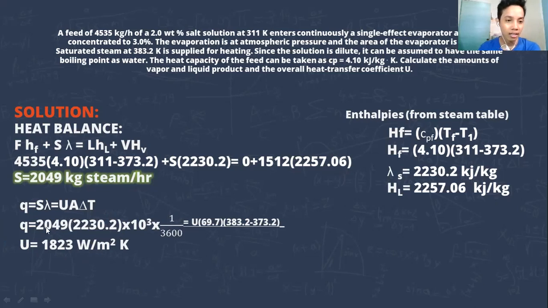So with that, we also know that Q is also equal to S, the mass flow rate of the steam, times its latent heat. So we can now equate these two formulas, since both are equal to Q. So 2049, the mass flow rate of the steam, which we solved earlier, times its latent heat. But we need to convert it into joules since the latent heat is in kilojoules, so we multiply it by 1000.